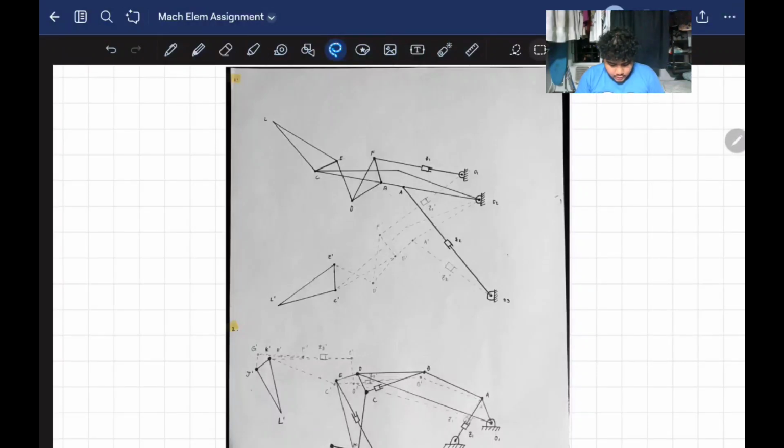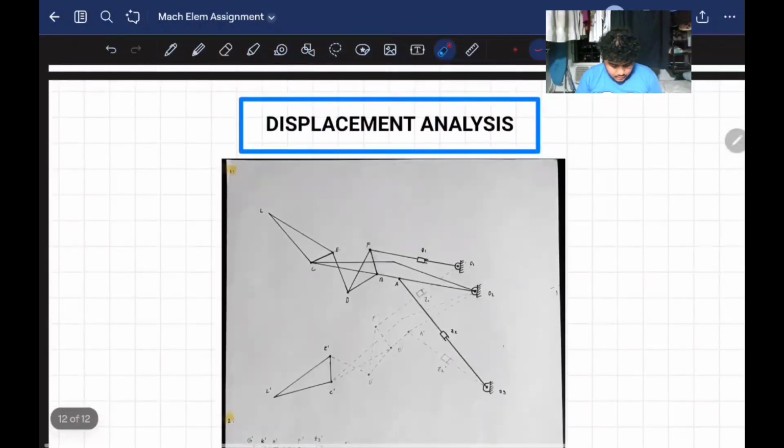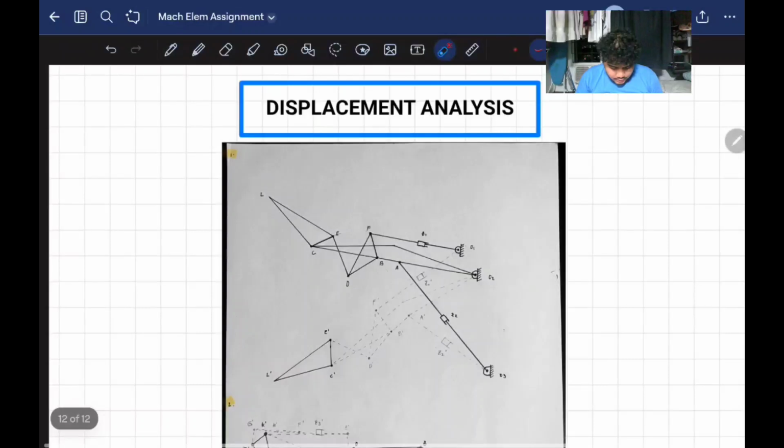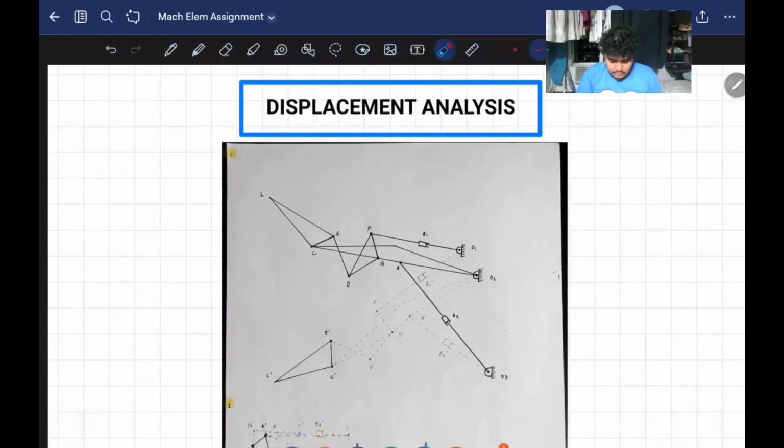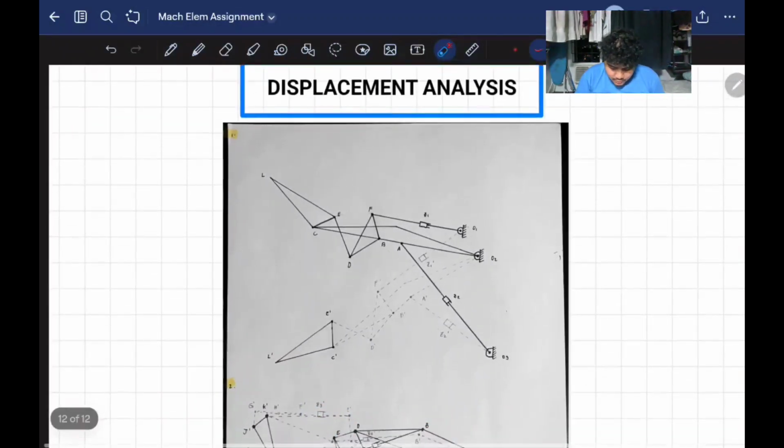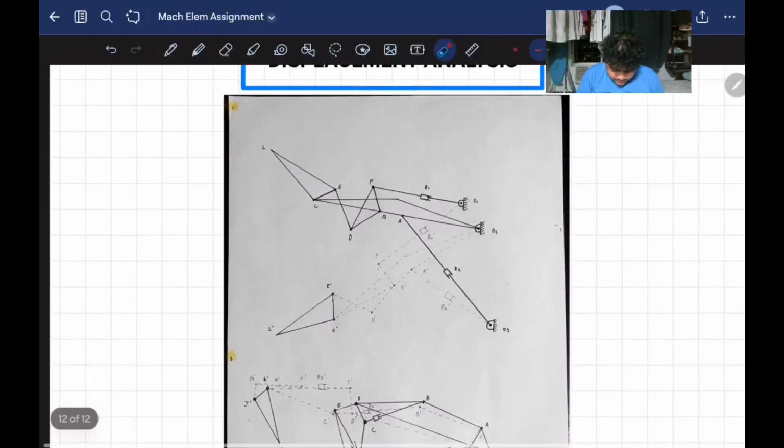Good day. Today we're going to discuss displacement analysis. This is lecture 3 for the kinematics of machine elements. So for number 1, we have this diagram.